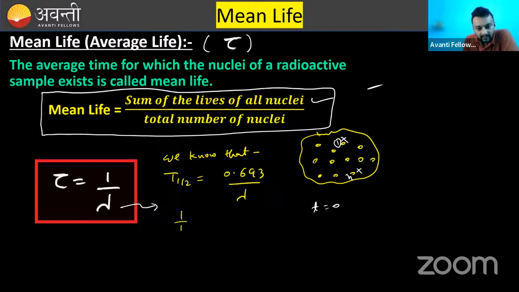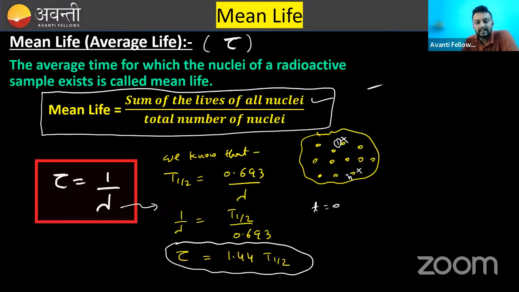So 1 by lambda, I have sent 0.693 to this side, that is T half by 0.693. So this 1 by lambda is nothing but tau, which, if you divide it, becomes 1.44 times T half. So mean life is equal to 1.44 times T half. Remember both relations, not either or. Clear?